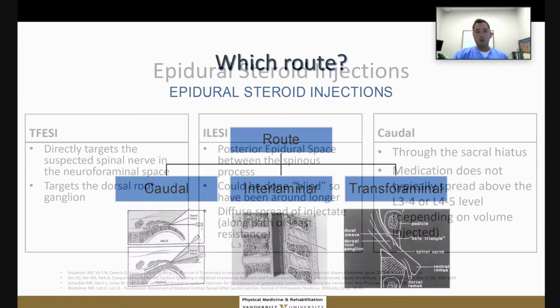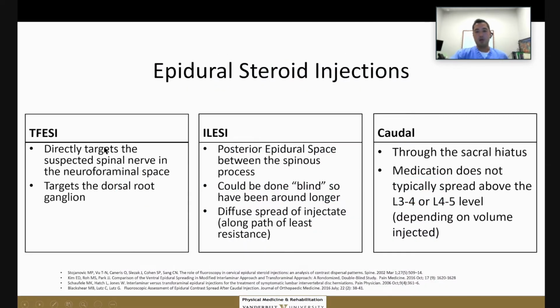And so when you're looking at a transforaminal approach, we are targeting a specific nerve root. And so we're going either the right or left. We're going at between L3-4, L4-5, for example. That's different than an interlaminar epidural steroid injection. We're going into the interlaminar space. And so this may not target a specific nerve root, but more of between vertebral bodies, for example, between L4-5 and L5-S1. And the way this is done, it used to be historically done blind, where you feel for a loss of resistance when you enter the epidural space.